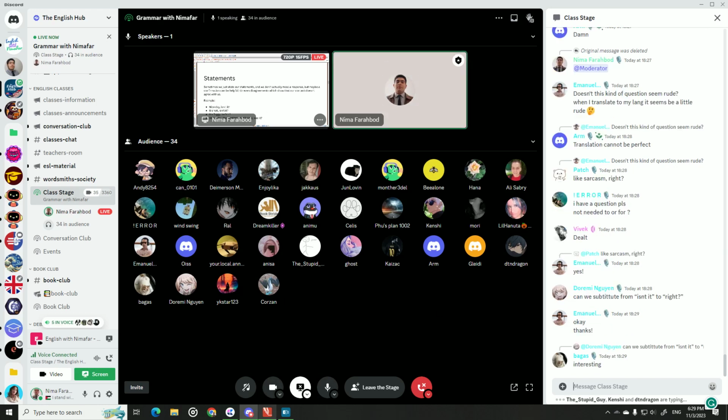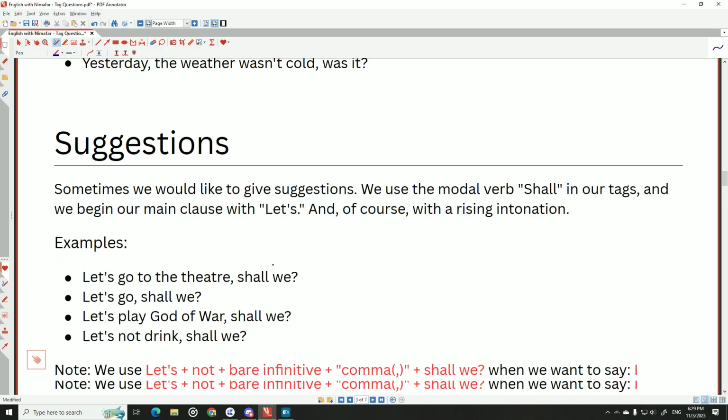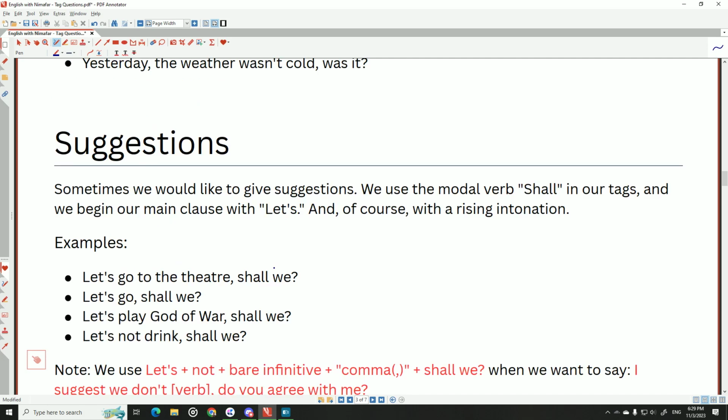Perfect. Interesting. So let's continue. Suggestions. We talked about statements and questions, but now we want to talk about suggestions. For example, your friends are coming to your house and you want to suggest they watch some movies or go to the theater. You can say "let's." Let's means let us. Say, let's go to the theater.